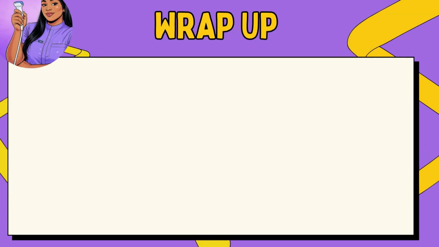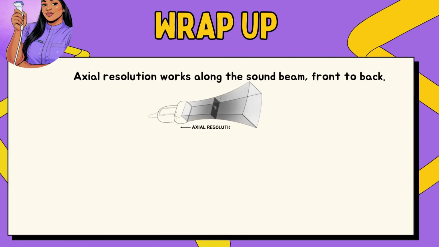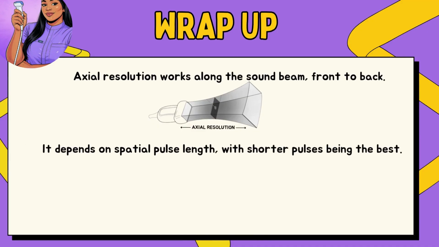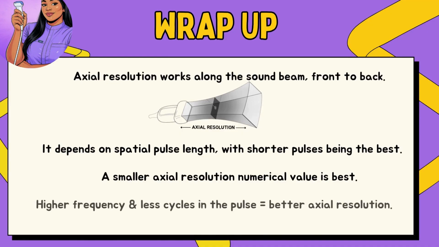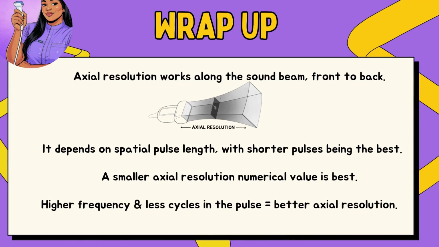So to wrap that up, axial works along the beam, which is front to back. It depends on pulse length. Short is better. A smaller number means better resolution, and it is improved by higher frequency and fewer cycles in the pulse.